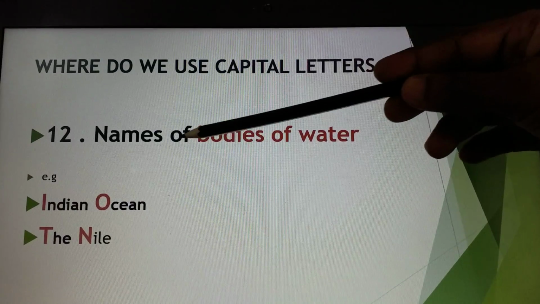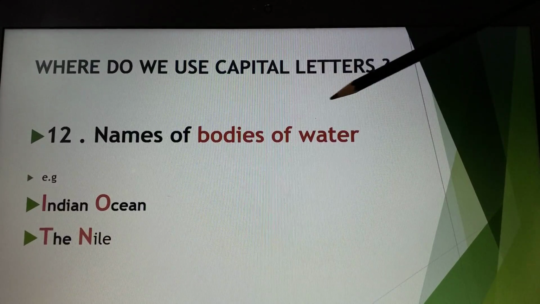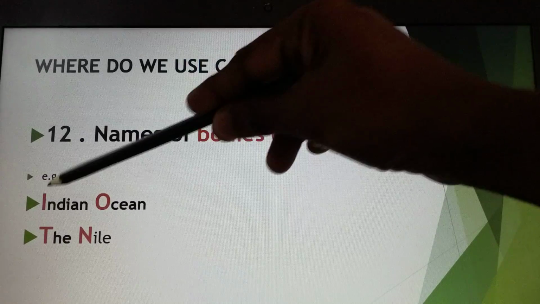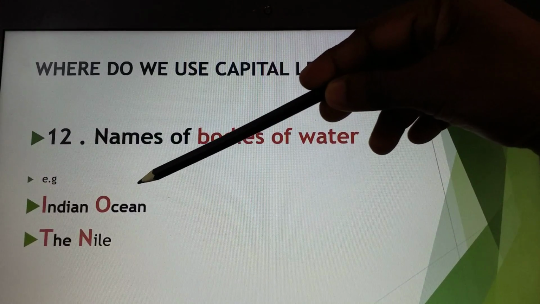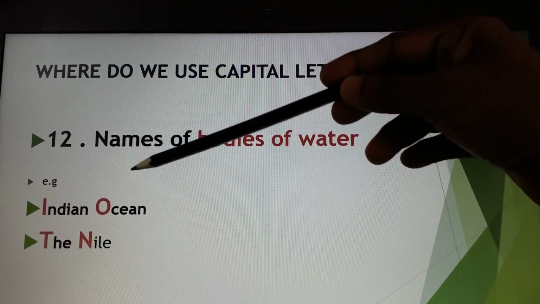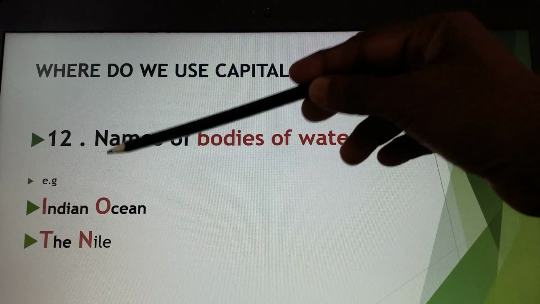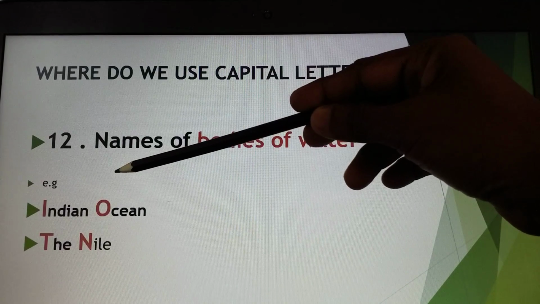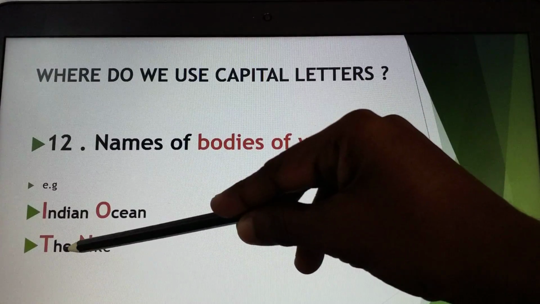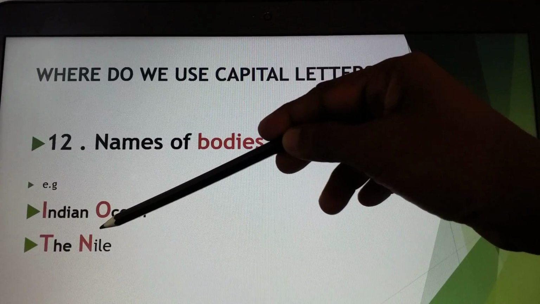Here, the first letter of bodies of water starts with a capital letter. Indian Ocean. The word Indian starts with capital I, and also the word ocean starts with capital O. Here also the Nile, capital T and capital N.